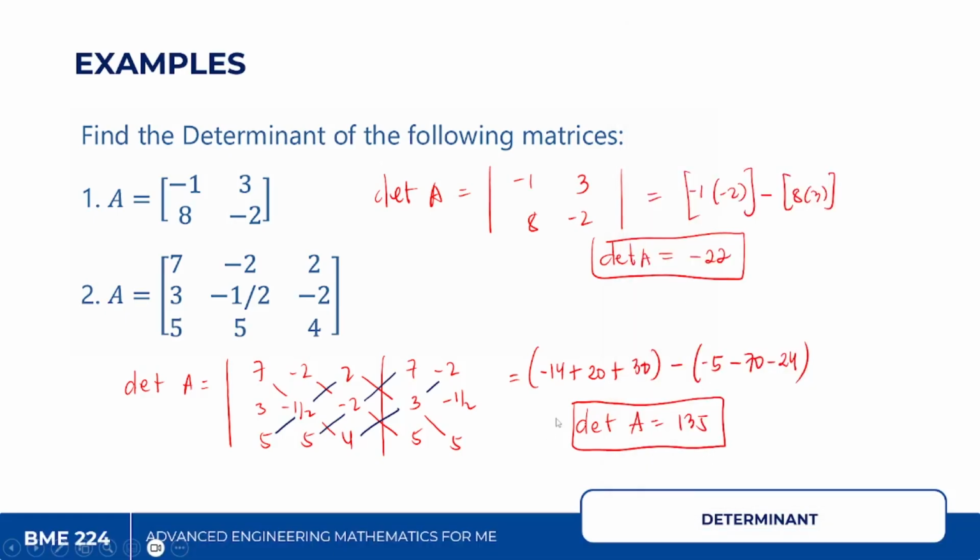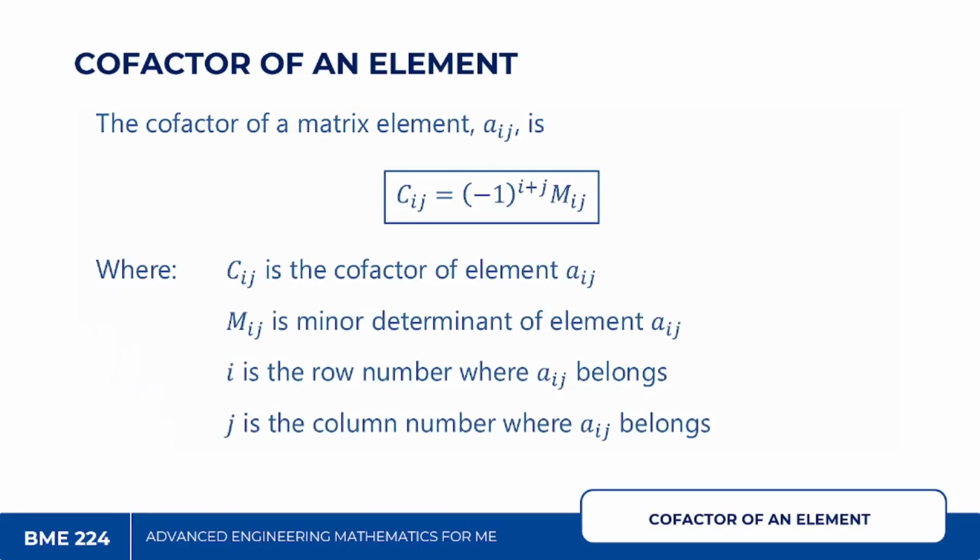That is how you evaluate the determinant of a 2 by 2 and 3 by 3 matrix. Now, we will be discussing the cofactor of an element. The cofactor of a matrix element, this is the element Aij, meaning i is the row and j is the number of the column.